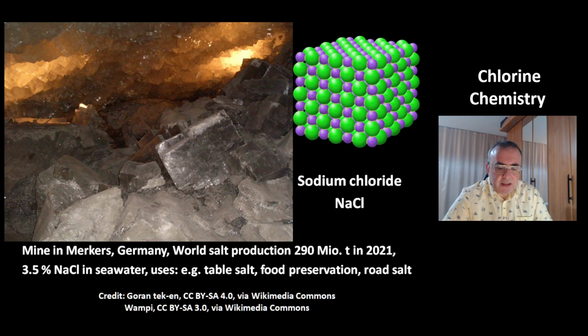At the right, you can see the structure of sodium chloride, NaCl. Green is the chloride ions, and in purple, that's the sodium ions. At the left, that's a picture from a mine in Merkers in Germany. The world salt production in 2021 was 290 million tons. Seawater contains about 3.5% sodium chloride. And NaCl can be used for table salt, for food preservation, and as a road salt.